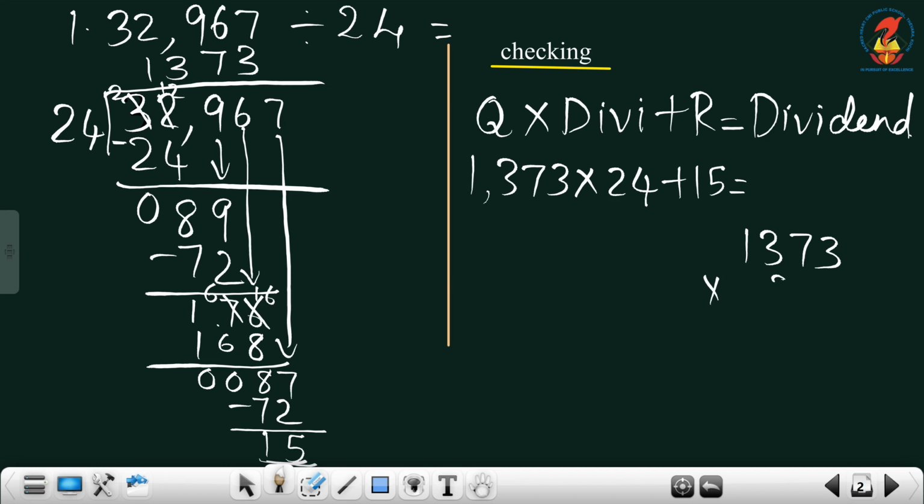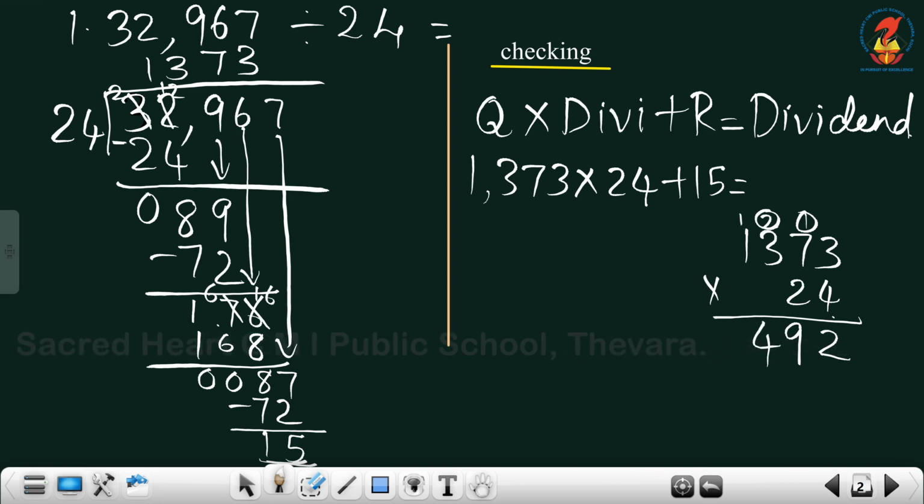1373 into 24 only, right? Into 24 I will write. 24. 4 3s are 12. 1. 7 4s are 28 plus 1, 29. 2 is carry over, right? 3 4s are 12. 12 plus 2, 14. 1. 4 1s are 4. 4 plus 1, 5. First step is over.